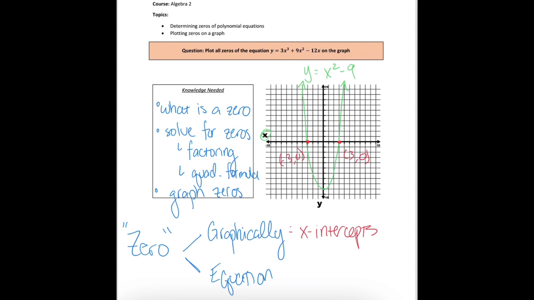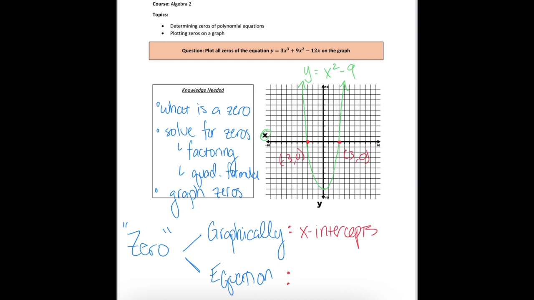All right? Let's think about zeros in a different way. Let's think about it from the perspective of looking at an equation, right? So if I were to look at the zeros here, what do we notice is the same about our 2 points here, where it crosses the x-axis, -3, 0 and 3, 0? Well, we notice that the y-coordinate is always equal to 0. The y-coordinate is always equal to 0 whenever you have an x-intercept.